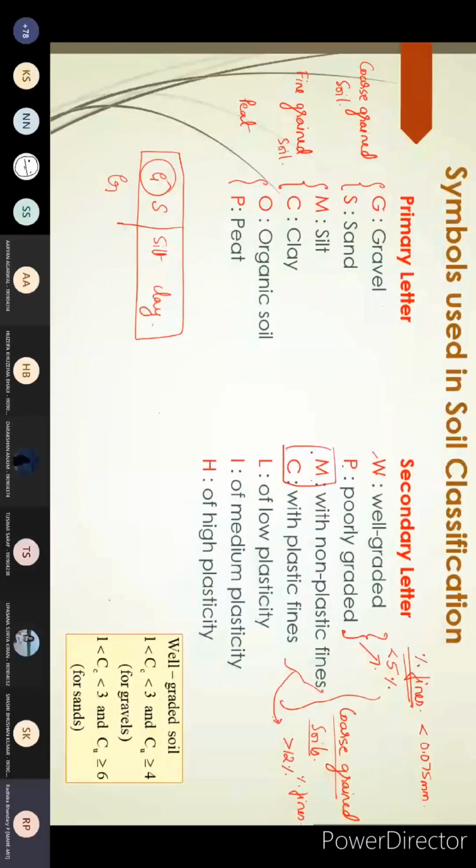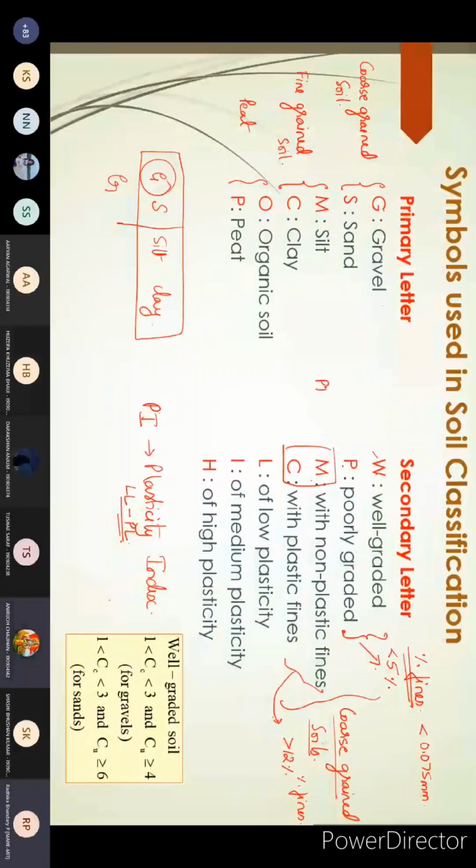So how do we decide whether it is M or C? This depends on the plasticity index. What is the plasticity index? I studied it in the previous class. How do you calculate the plasticity index? Liquid limit minus plastic limit. So we'll use this plasticity index.